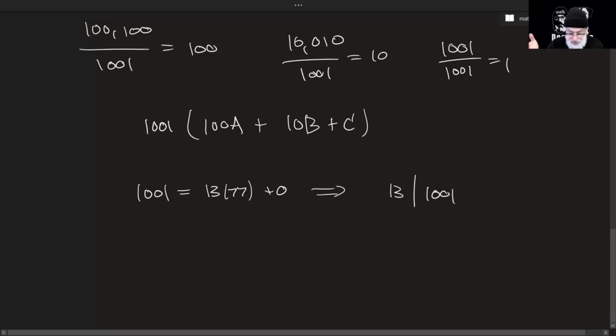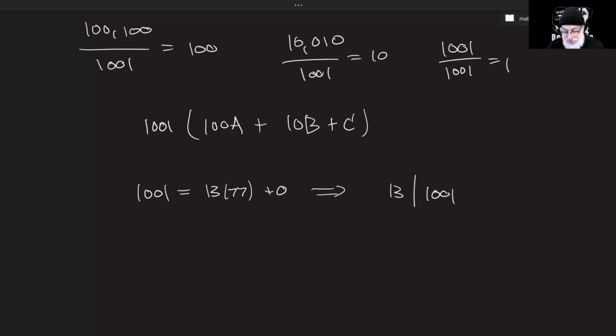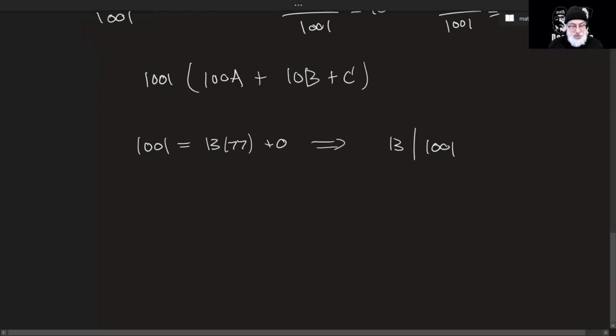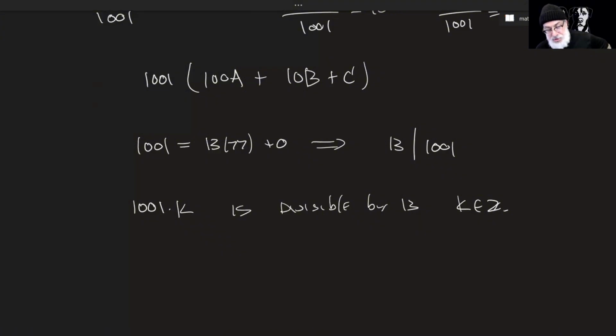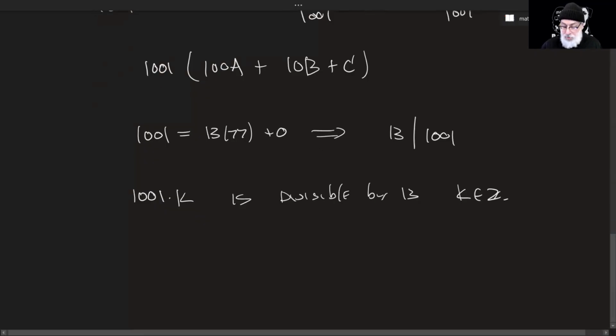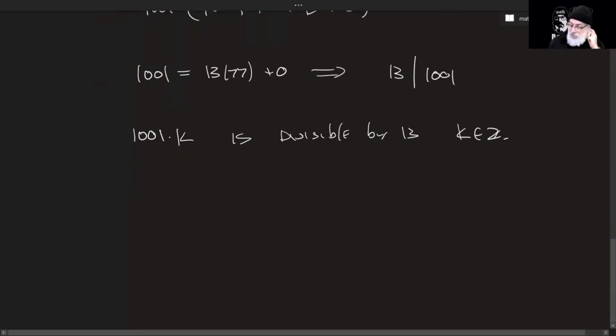In other words, 13 times 77 gives me 1,001. There's no remainder, so it divides by integer division. So now 1,001 times any multiple is divisible by 13, as long as this multiple is an integer, which A, B, and C are integers. So 100 is an integer, 10 is an integer. We add those, we get an integer, of course. So this means that 13 will divide 1,001 times any other integer.